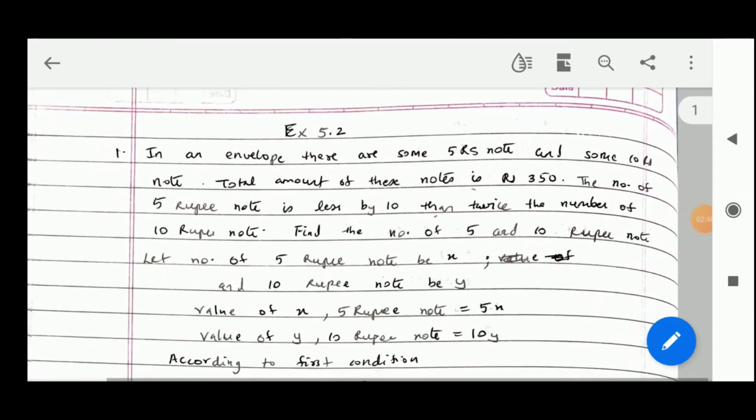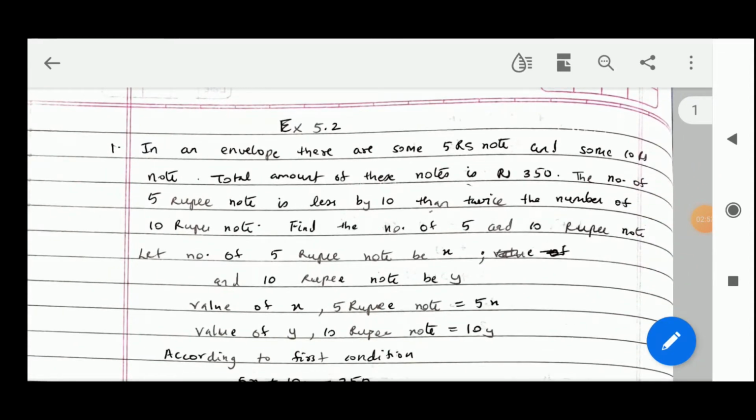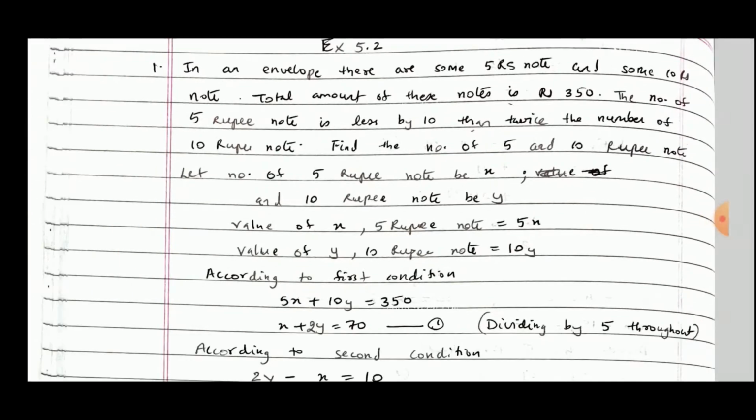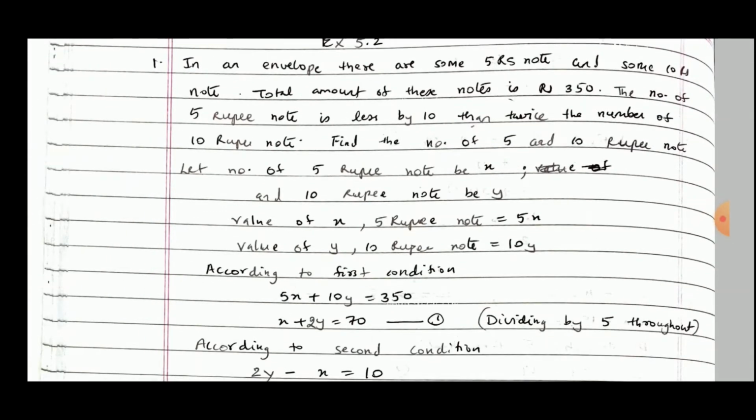In an envelope, there are some 5 rupee notes and some 10 rupee notes. Total amount of these notes is 350 rupees. The number of 5 rupee notes is less by 10 than twice the number of 10 rupee notes. Find the number of 5 and 10 rupee notes. Let the number of 5 rupee notes be x and the 10 rupee notes be y. Now the value of x 5 rupee notes will be 5x and the value of y 10 rupee notes will be equal to 10y. So according to the first condition, 5x plus 10y is equal to 350.